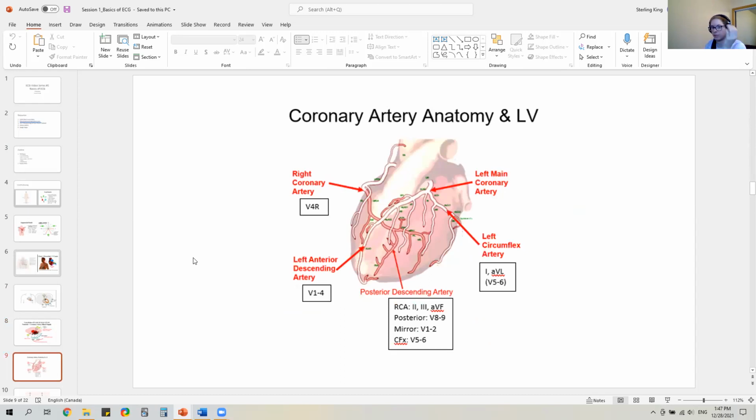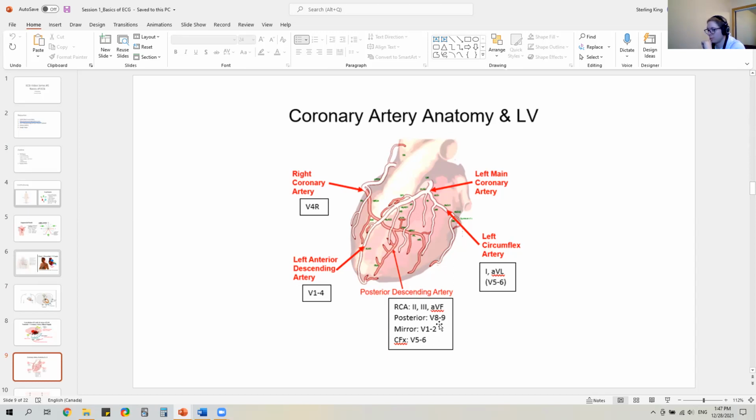So if we then took a photo of the heart and put the leads in where they match: right coronary artery, V4R; left anterior descending, V1 through 4; posterior descending artery, which would be on the bottom of the heart going behind it. You can use leads 2, 3, and AVF, which are all inferior. I'll show you another picture showing this. Posterior would also catch it, so V8 and V9.